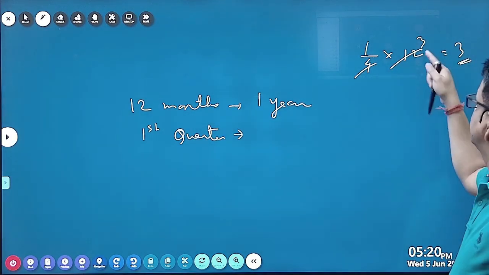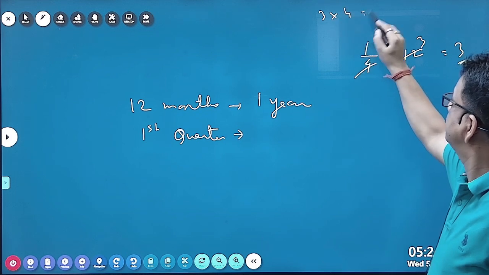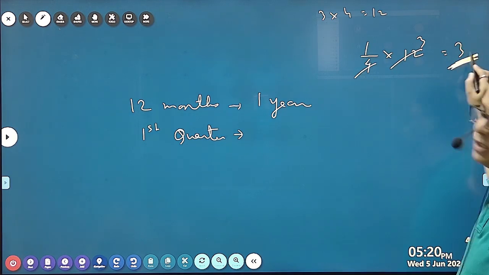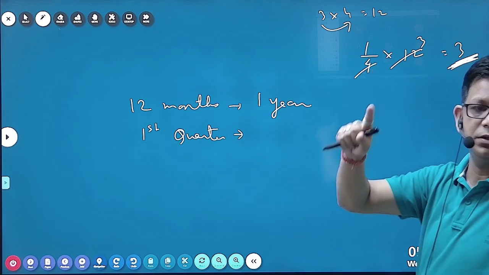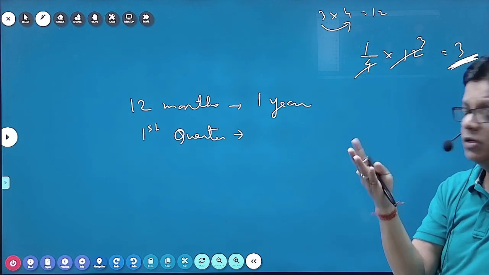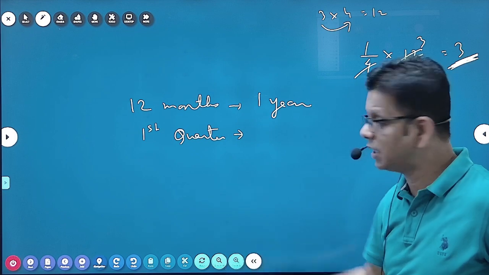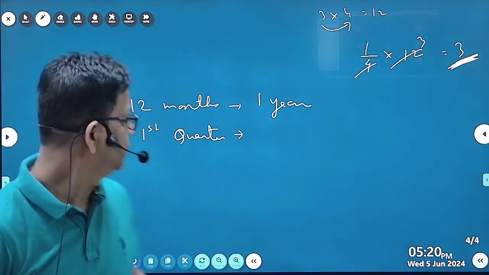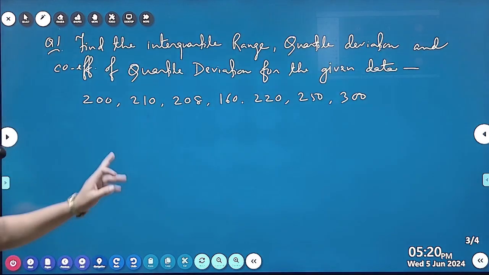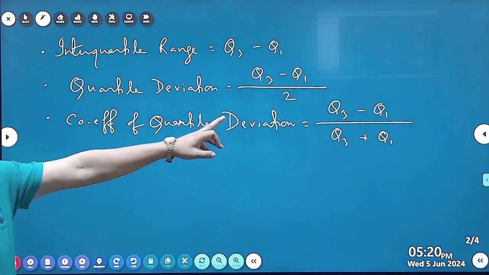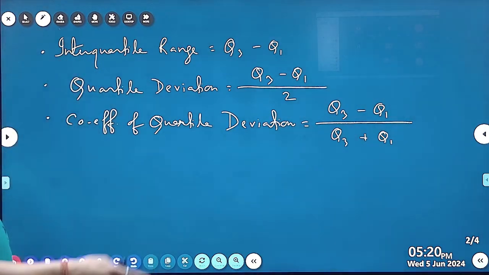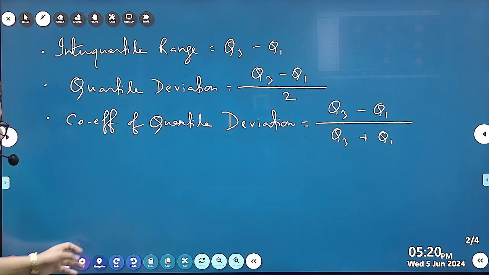Since 3 fours are 12, in each quarter there are 3 months. That means 4 quarters are there. Quarter 1, 3 months, quarter 2, 6 months, quarter 3, 9 months, and quarter 4, 12 months. So quartiles come from here, but here the findings are slightly different. In our topic, we will find quartile 1 and quartile 3. We skip quartile 2 and quartile 4. Actually quartile 4 is the last one at the end of the year, which is why it's not taken here.